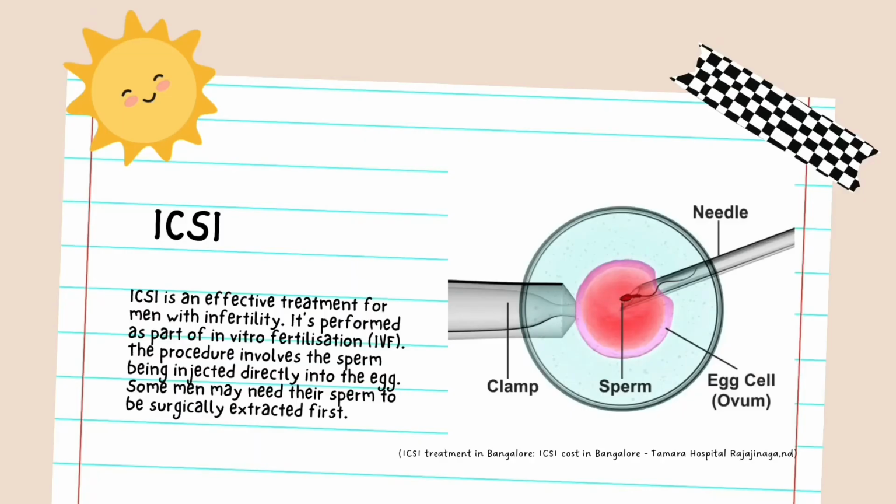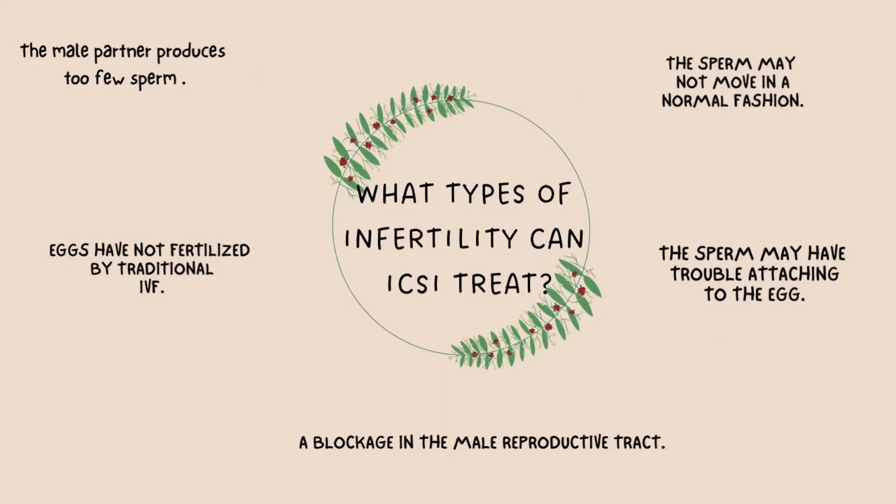Intracytoplasmic sperm injection, or ICSI, is an effective treatment for men with infertility. It is performed as part of in vitro fertilization (IVF). During ICSI, a single sperm is injected directly into the cytoplasm of the egg. Some men may need their sperm to be surgically extracted first. ICSI is needed when the male partner produces too few sperm to do IUI or IVF. Besides, if eggs have not fertilized by traditional IVF regardless of the condition of the sperm, the person may use ICSI to treat. If there is a blockage in the male reproductive tract, it may keep sperm from getting out. Males whose sperm cannot move in a normal fashion, or whose sperm have trouble attaching to the egg, can also use ICSI to treat their infertility.